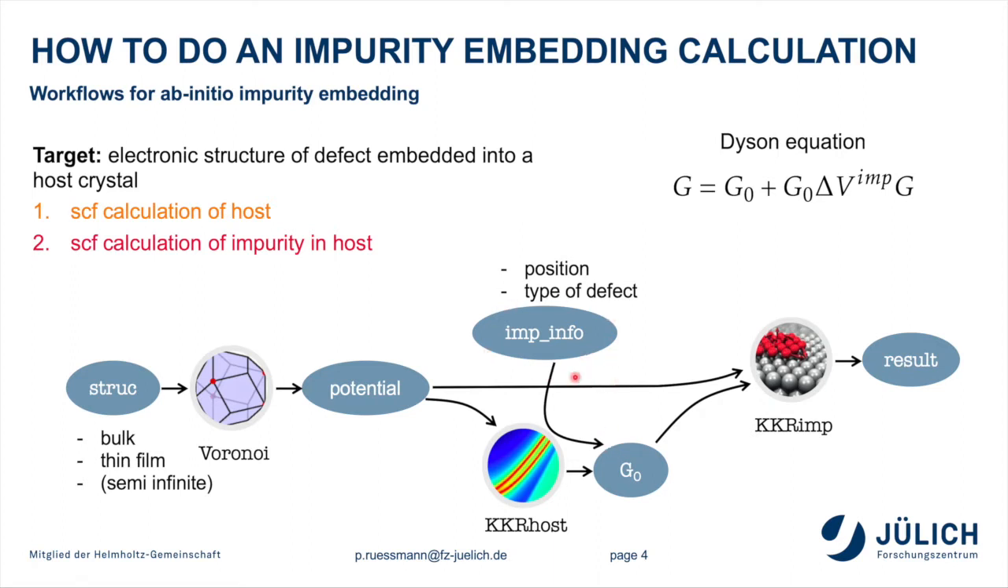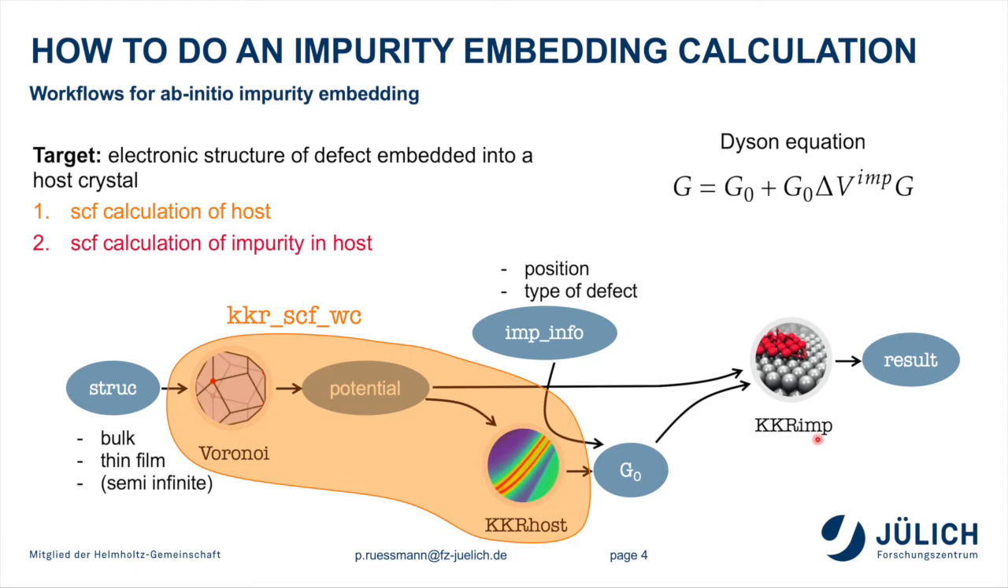And this is then used to actually write out this G naught in the real space cluster that we need, which is then the input for the impurity calculation that we want to do in the end. So in the following, I want to show you an example, and in particular, I want to show you how to use the plugin at the example of these top-level workflows that I mentioned before.